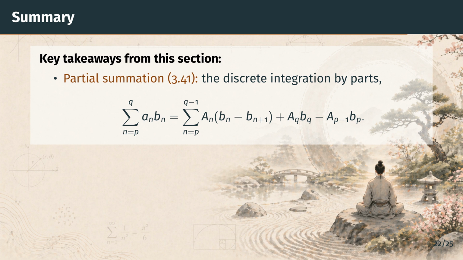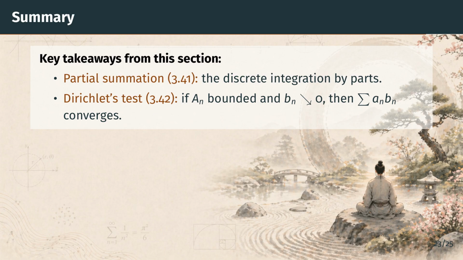Next, the main application. The central application is Dirichlet's test, theorem 3.42. It says that if the partial sums of a sub n stay bounded, and the second factor, b sub n, decreases monotonically to 0, then the series of products converges, even when it does not converge absolutely. This is a genuinely new kind of convergence test, complementing the root and ratio tests.